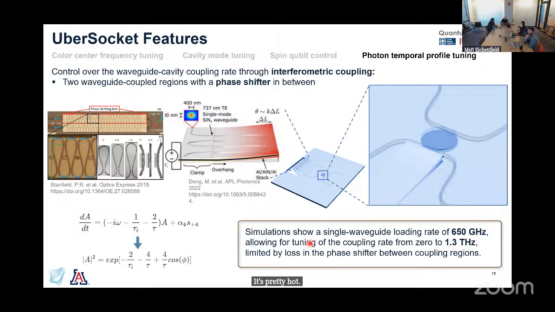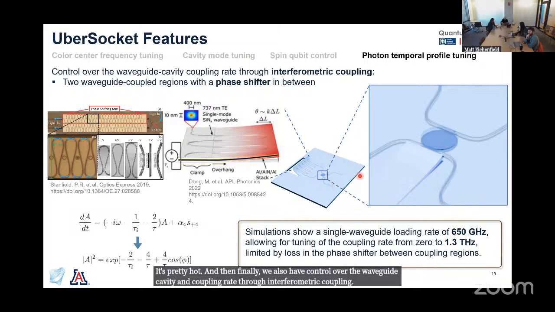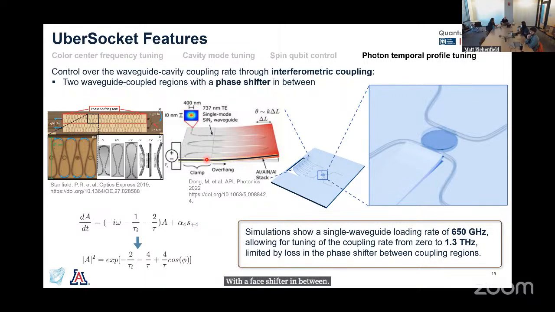And then finally, we also have control over the waveguide cavity coupling rate through interferometric coupling. Here the diamond microdisk is coupled to the photonic integrated circuit at 2 points, once here at the top and once here at the bottom, with a phase shifter in between. By setting the phase shift of the part of the photon that couples in at the top, we can control how it interferes with the part that couples in at the bottom.